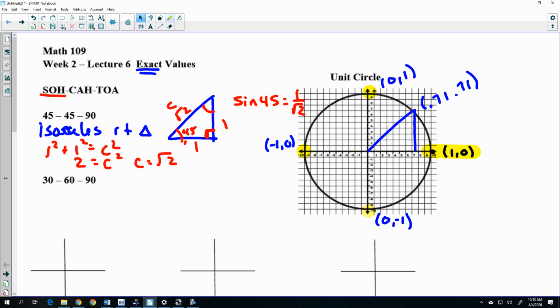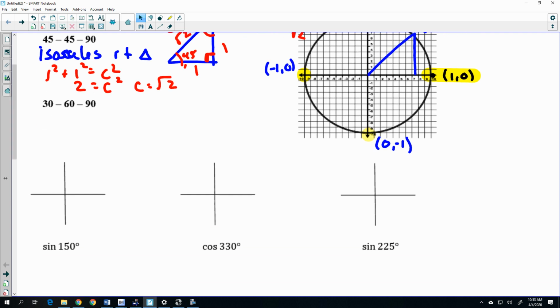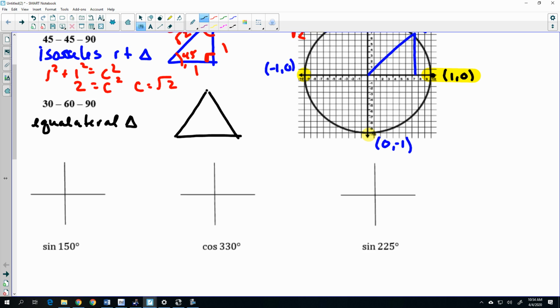I can do the same thing with a 30, 60, 90 triangle, but I first of all have to come up with that triangle and some side measurements. So this is going to come from an equilateral triangle. So I'm going to draw an equilateral triangle. That just means all 3 sides are the same length, and if all 3 sides are the same length, that just means all angles are the same measure. They're all 60. Well, notice I need a 30, 60, which I have, and a 90. So if I bisect this angle, half of 60 is 30, and here's my 90. So there's my 30, 60, 90 triangle.